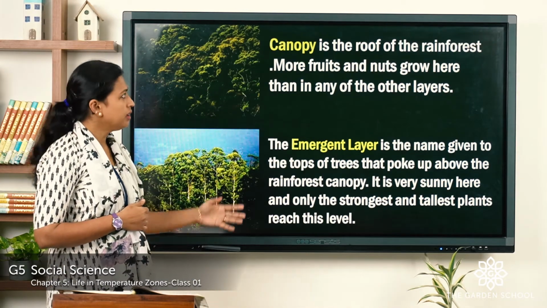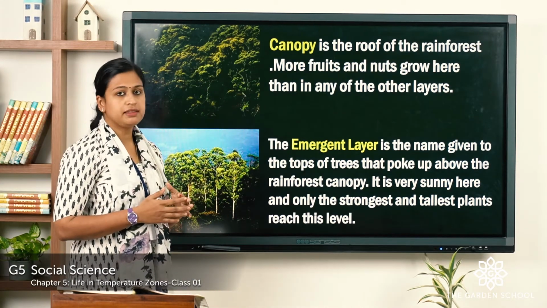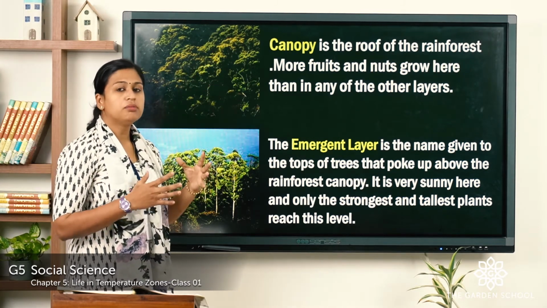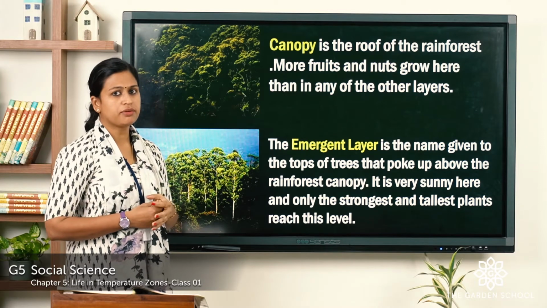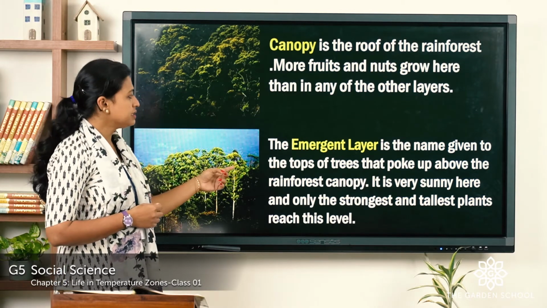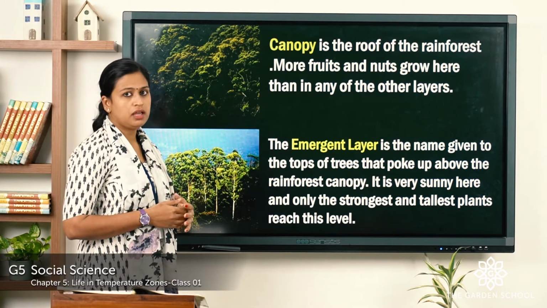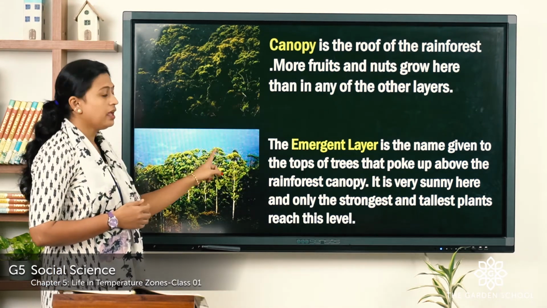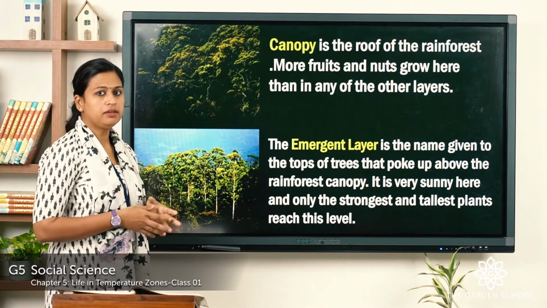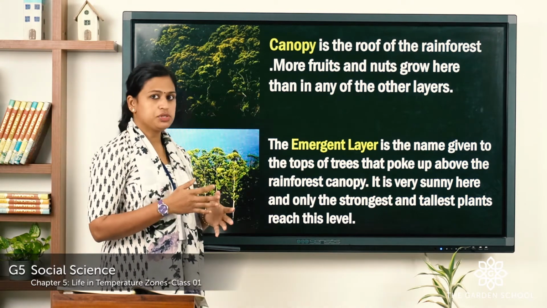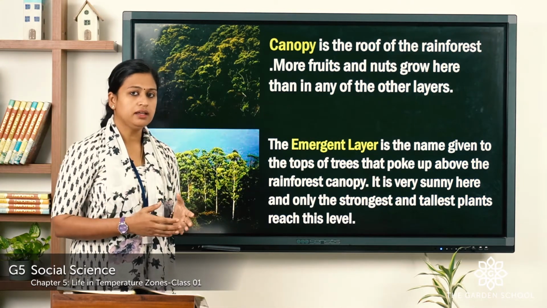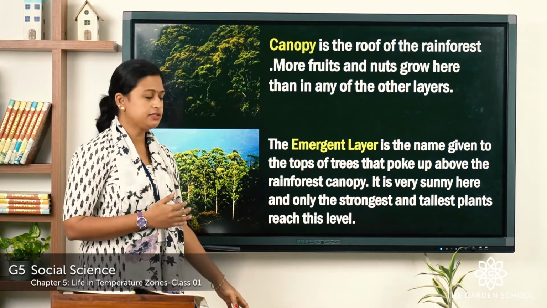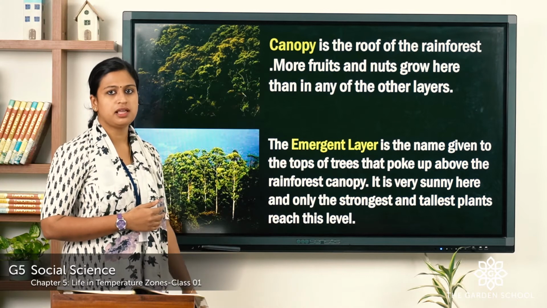Next, we have the canopy. Canopy is the roof of the rainforest. Here, more fruits and nuts are grown. The fourth is the emergent layer. It is the name given to the top of trees that poke up above the canopy layer. Usually, it is very sunny and only the strongest and the tallest tree can reach this level.